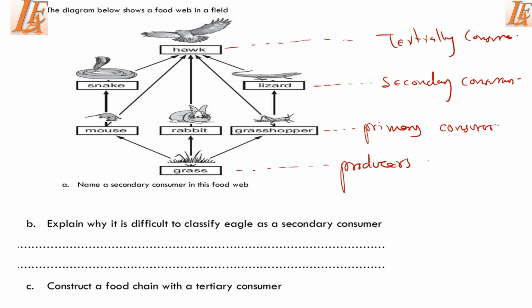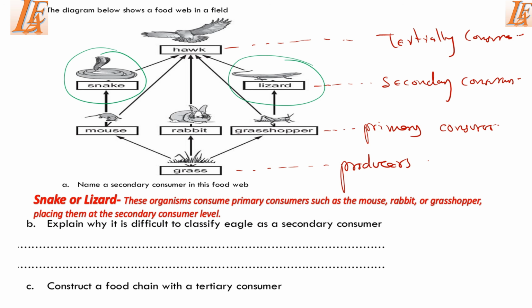Now the first question is, name a secondary consumer in this food web. I've already categorized them. We have a snake and we also have a lizard. So the secondary consumer in this case is either a snake or a lizard, and this is because they consume primary consumers like a mouse, a rabbit, and also a grasshopper. So those animals in a trophic level which consume primary consumers, we call them secondary consumers.